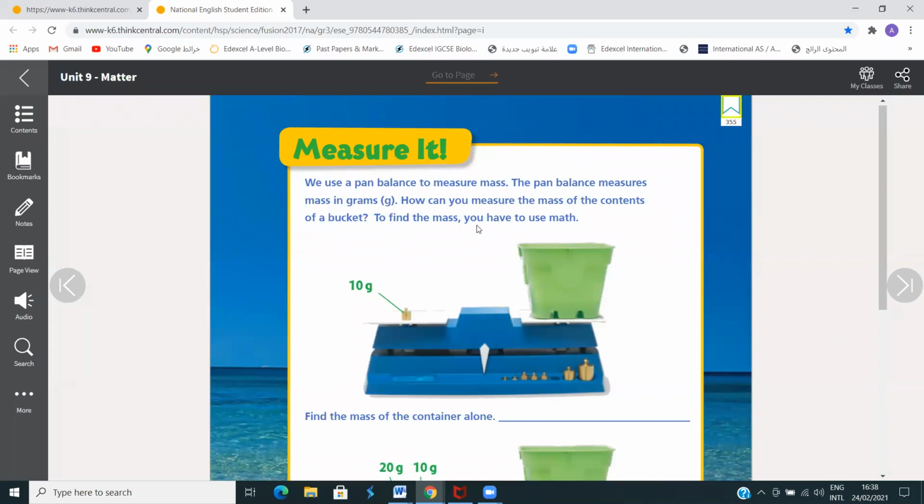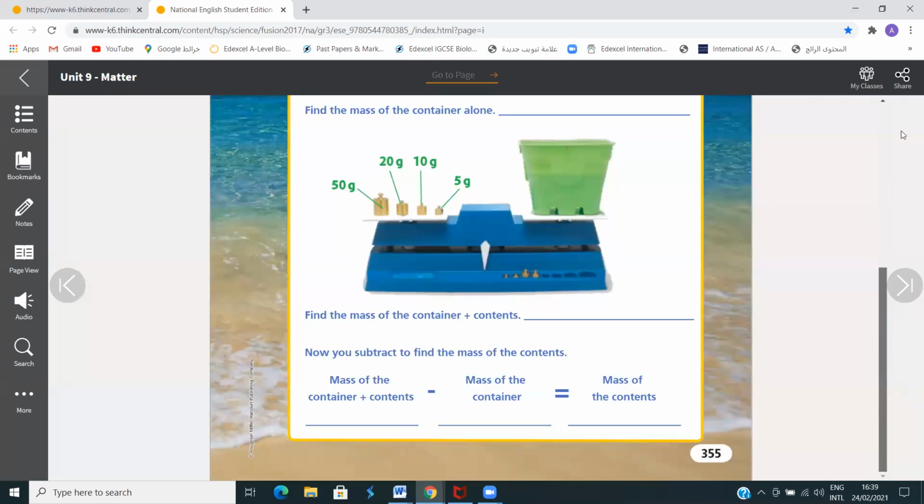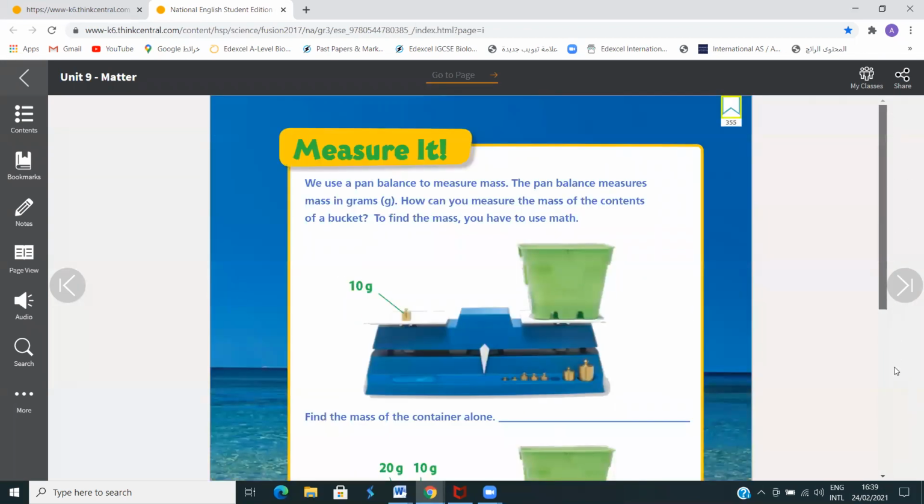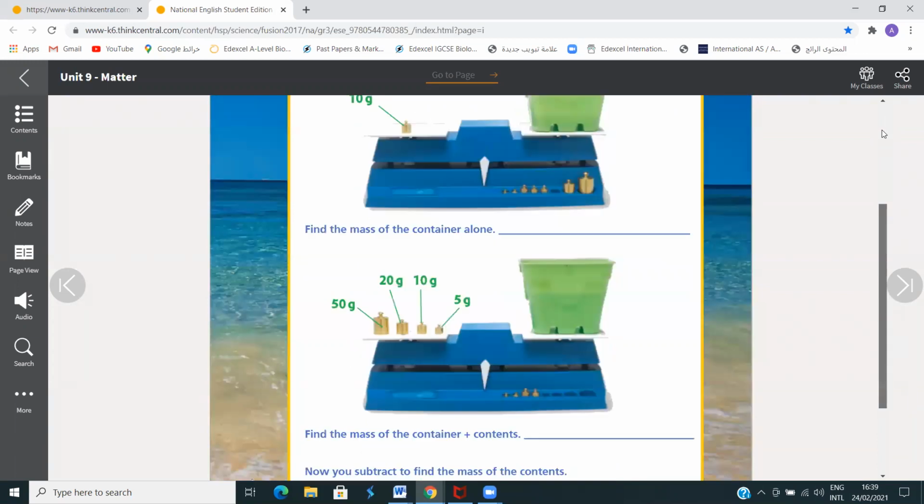How can you measure the mass of the contents of a pocket? Think about it in the homework. This was in the homework. So you will think about it as you like, then you will try to solve it.